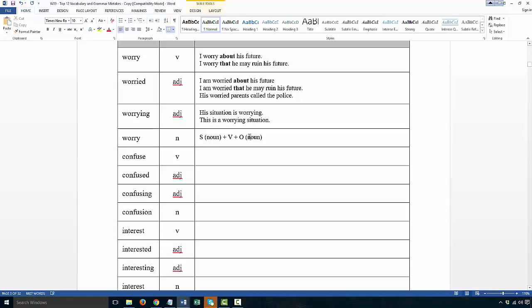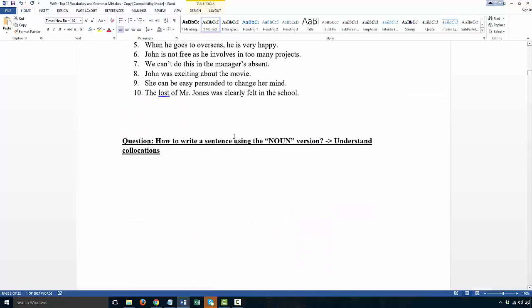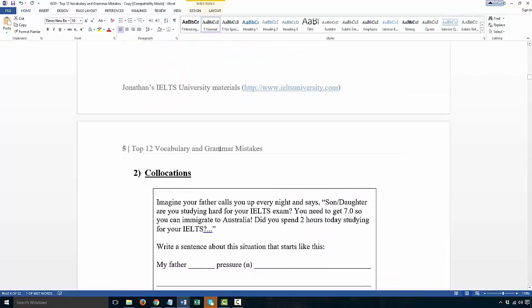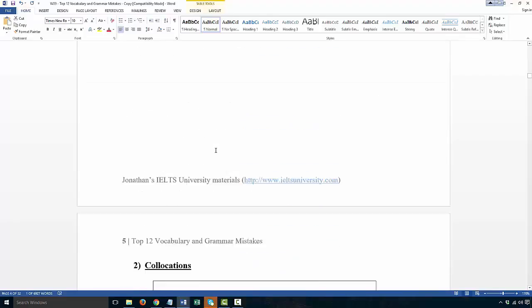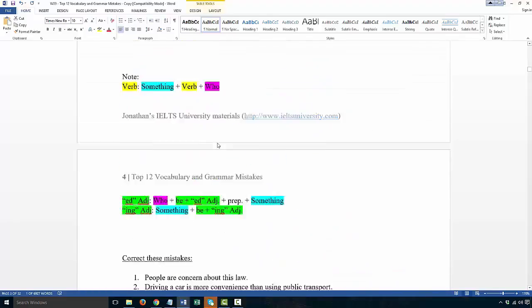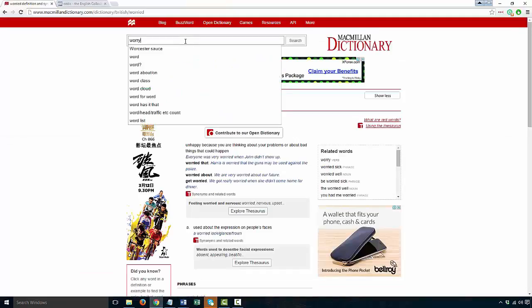So the noun could be here, the noun could be here. Very often the noun is here, and if the noun is here, you really need to know what verb to put. And that's when the importance of collocations comes into view, because you need to know what verb would go with this noun. Okay, let's go to worry here as a noun.